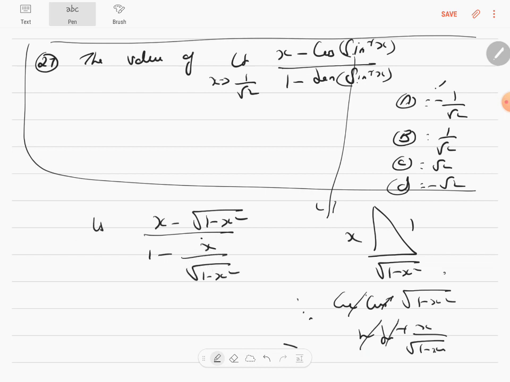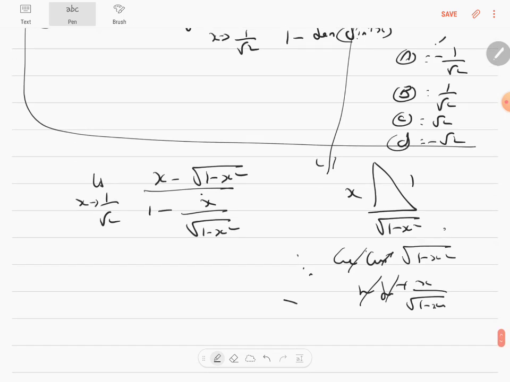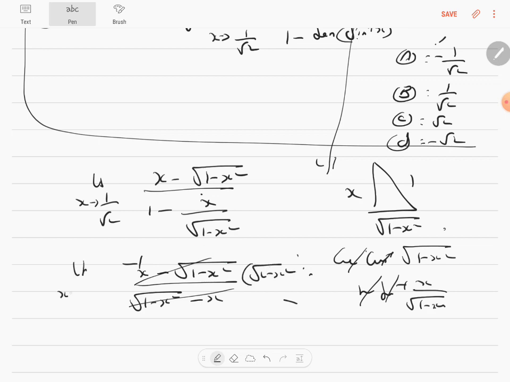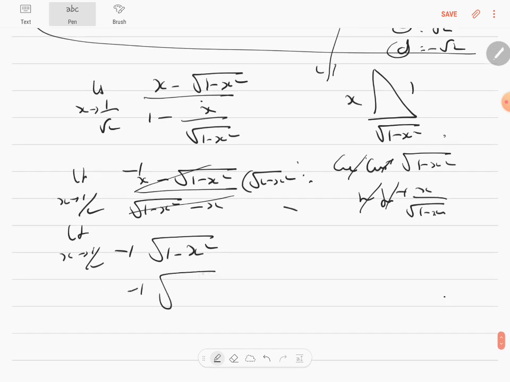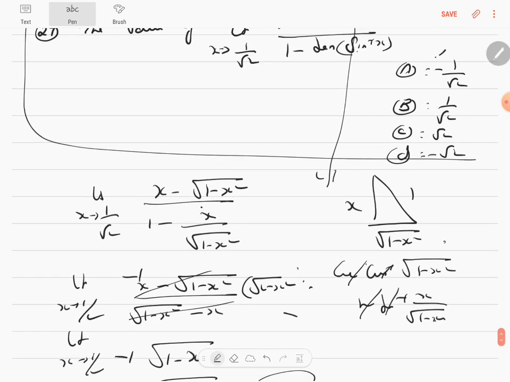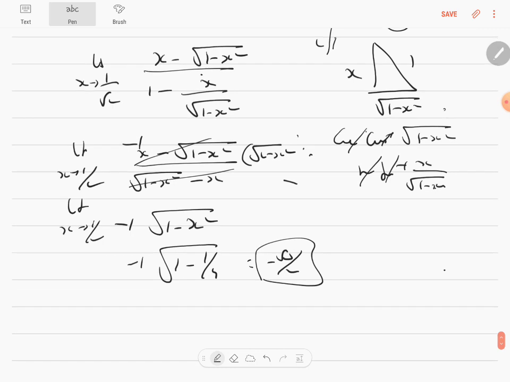Limit x tends to 1 by root 2. So now I'll take LCM: x minus root of 1 minus x square by root of 1 minus x square minus x. This itself can get cancelled by the minus, and the denominator will come up as root of 1 minus x square, limit x tends to 1 by 2. So you have a minus 1 into root of 1 minus x square, where x is tending to 1 by 2. Substituting, minus 1 by 4, it will be root 3 by 2 with a negative sign. So minus root 3 by 2, do you even have an option? You don't. So there's something wrong with what I've done. What is the mistake? 1 second, hold on.